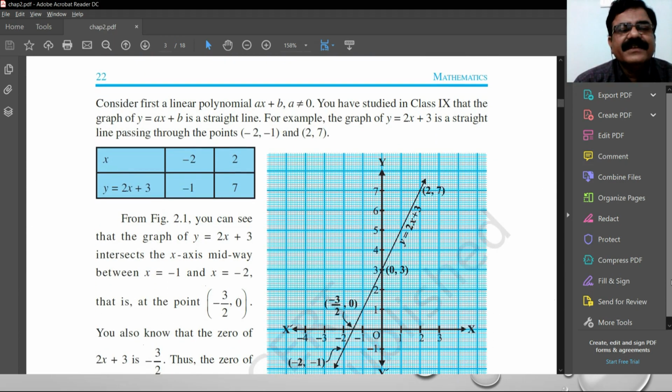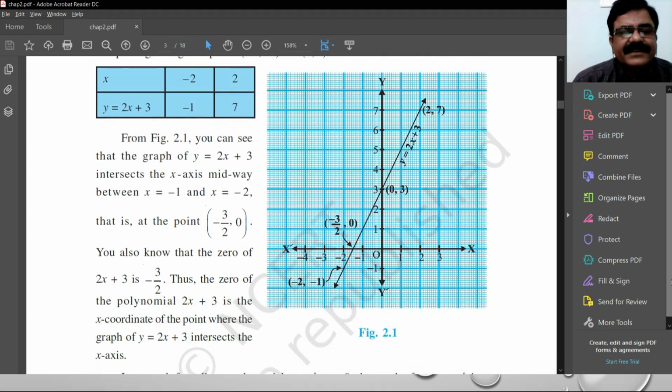Consider first the linear polynomial ax + b, a not equal to 0. You have studied in class 9 that the graph of y = ax + b is a straight line. For example, the graph of y = 2x + 3 is a straight line passing through the points (-2, -1) and (2, 7).